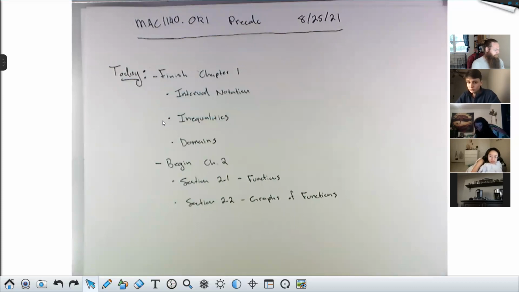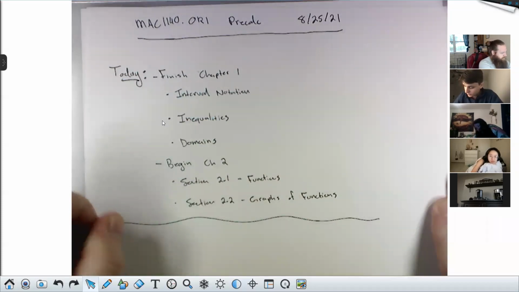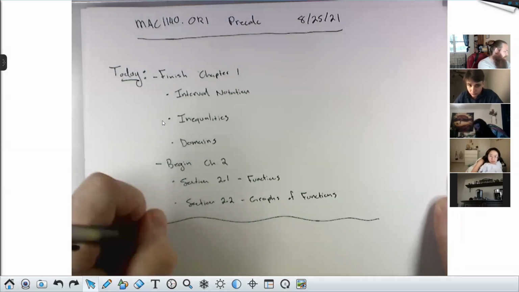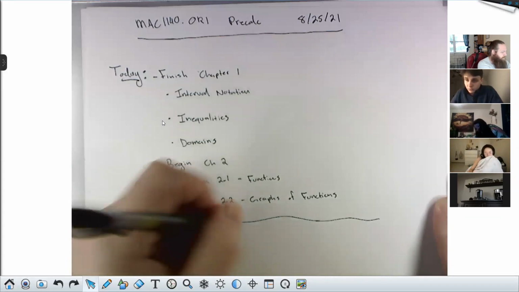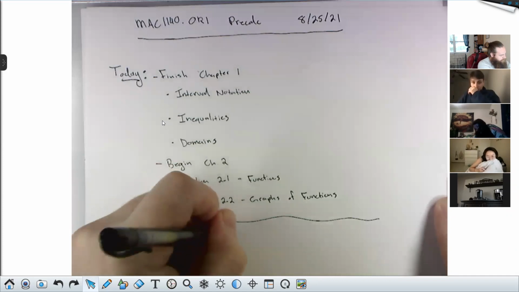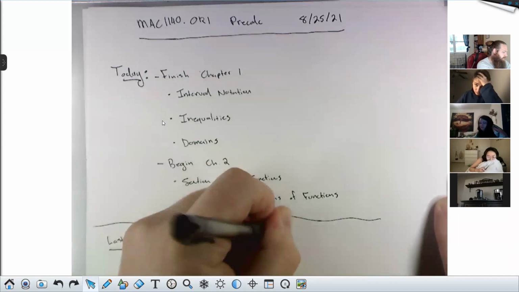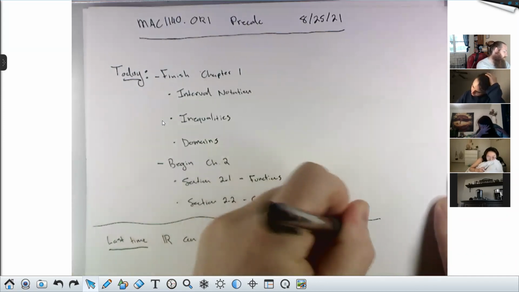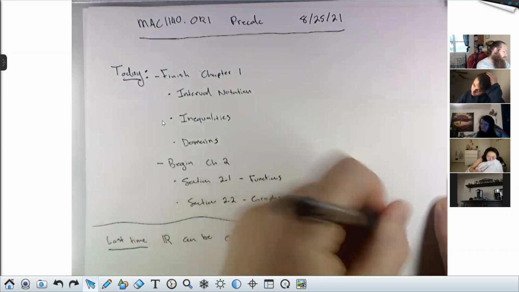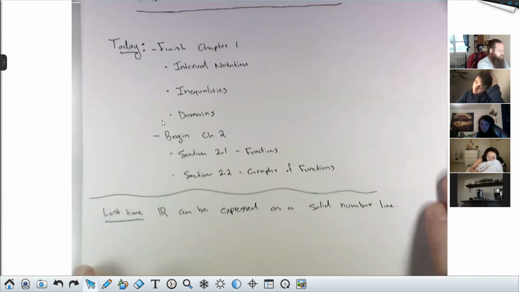Last time, we saw that the real numbers can be expressed as a solid number line. That was the big deal with completeness, right?